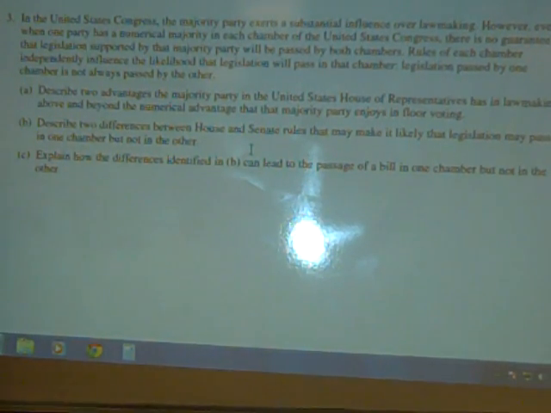That's 4. If you wanted to split that up and be like, they get to choose the speaker in the House and the majority leader in the Senate, that might count as 2, depending on who your grader is. So let's look at the list on the rubric and see what they said.